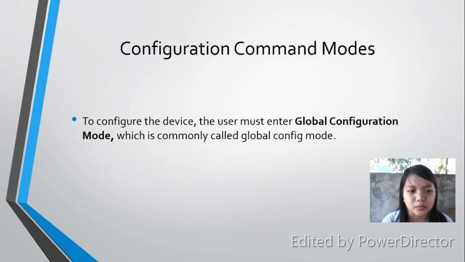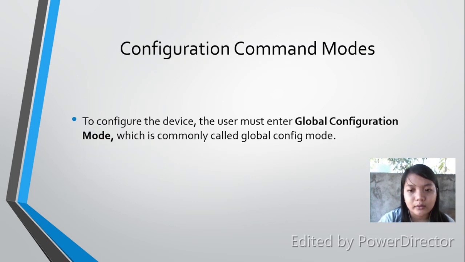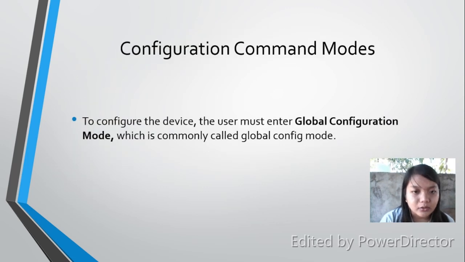Configuration command mode. To configure the device, the user must enter global configuration mode, which is commonly called global config mode. So if we are in the user exec mode, we put enable, then we are in the privilege exec mode. Then to go to global configuration mode, we put in the privilege exec mode the command config t, or configure terminal.